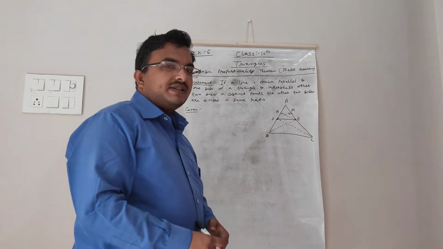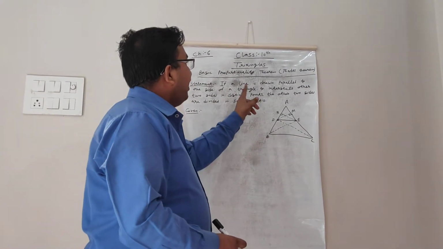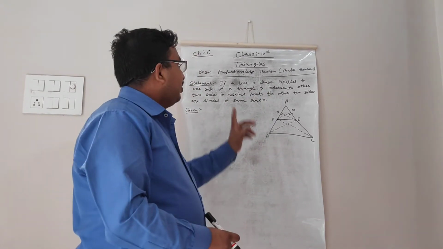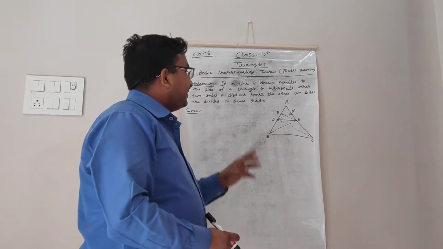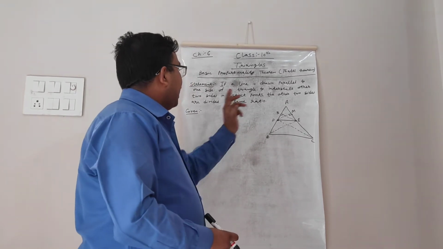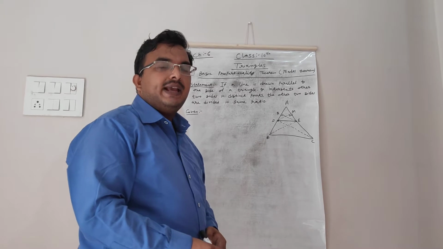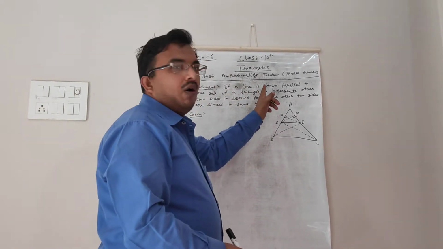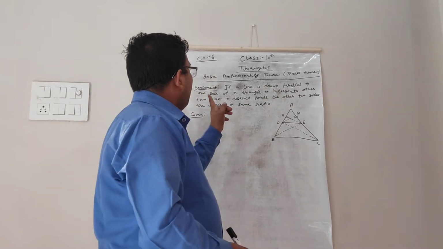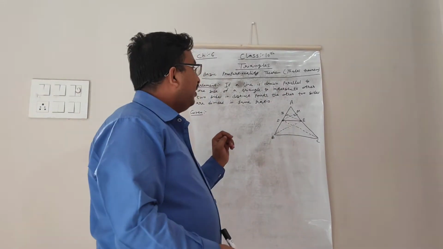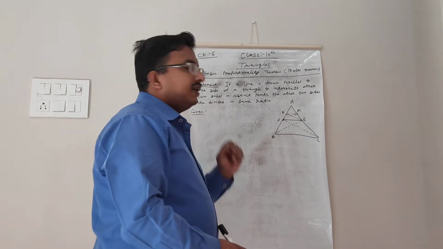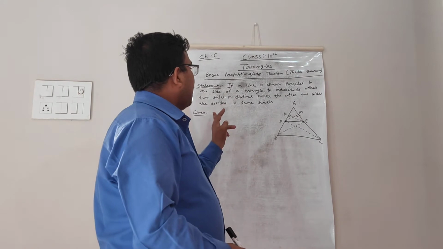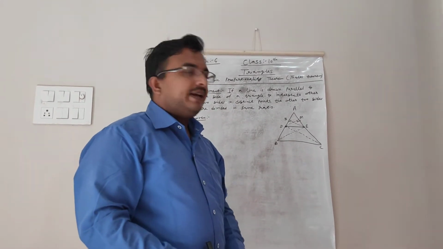So what does this theorem say? It says that if a line is drawn parallel to one side of a triangle to intersect the other two sides in distinct points, the other two sides are divided in the same ratio. Let me repeat slowly. If a line is drawn parallel to one side of a triangle to intersect the other two sides in distinct points, the other two sides are divided in the same ratio.